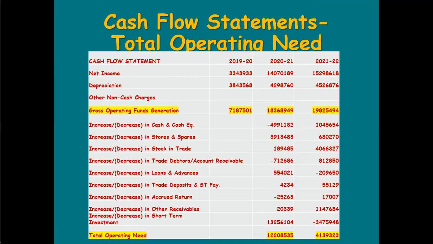Thereafter, you have trade deposits and short-term prepayments having the increasing trend. Thereafter, accrued return: decreasing trend in the second year and the increasing trend in the third year. Other receivables, you will find the increasing trend in both years. In case of short-term investment, you will find the increasing trend in the first year and the decreasing trend in the third year. Here we have the figure that is the total operating need.